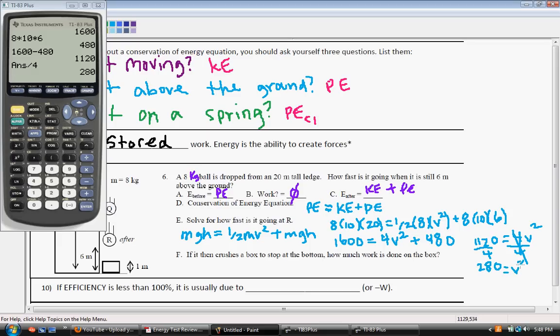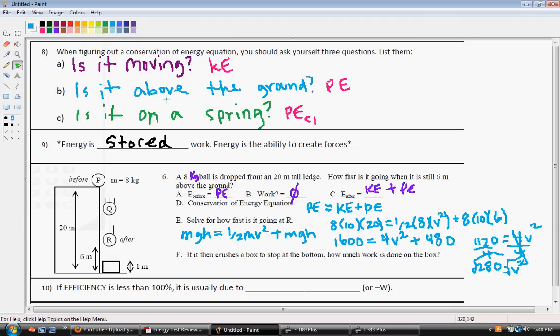Are we done? Nope, we have to take the square root of both of these in order to get our velocity. So the square root of 280 is equal to 16.7. So our velocity here is 16.7 meters per second.